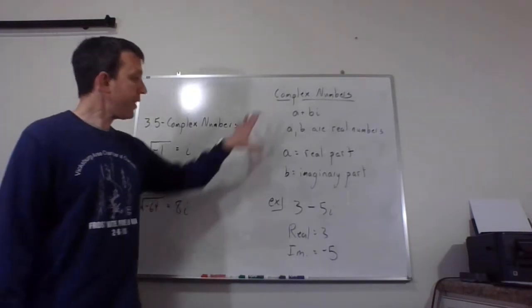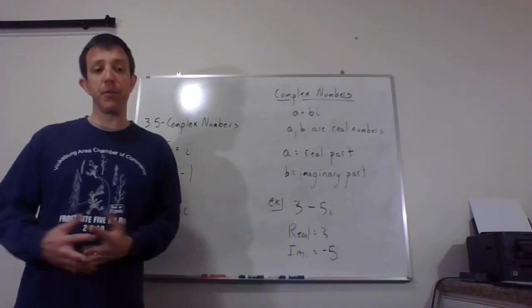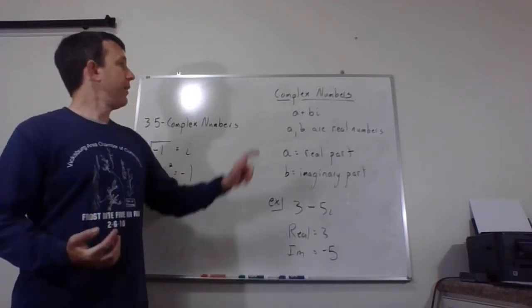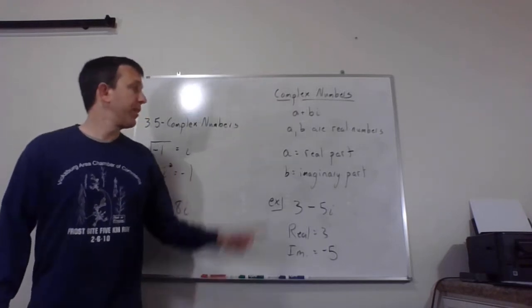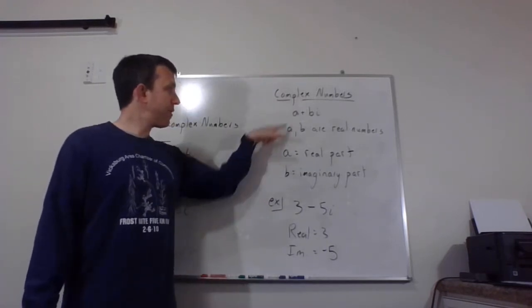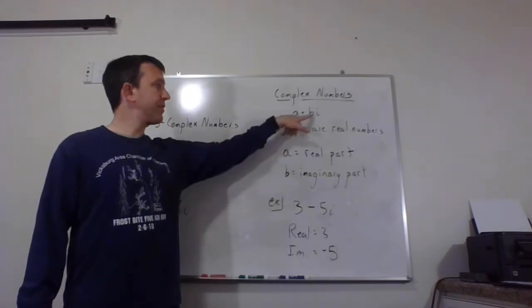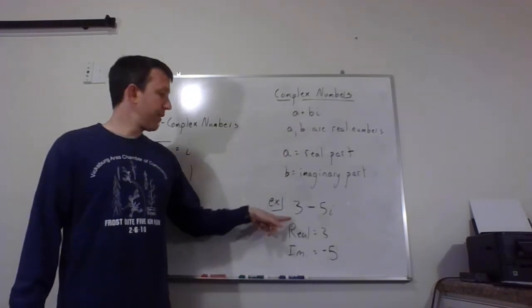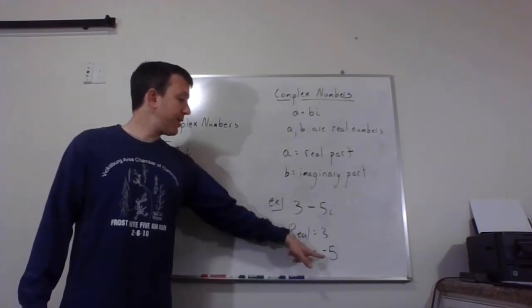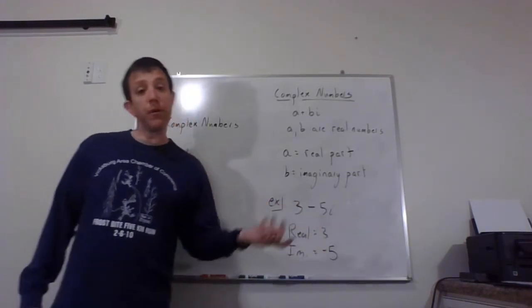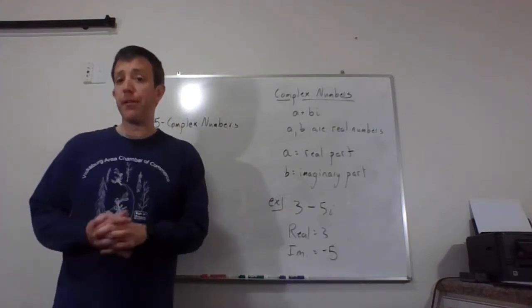All right, that gets us to complex numbers, and that's where we're going to spend most of our time in this section. A complex number is of the form a plus bi, where a and b are real numbers. a is called the real part, and b is called the imaginary part. So for example, I have 3 minus 5i here. The real part is 3. The imaginary part is -5. Notice with the imaginary part, I don't bother to include the i.